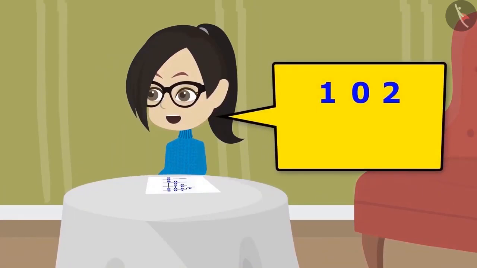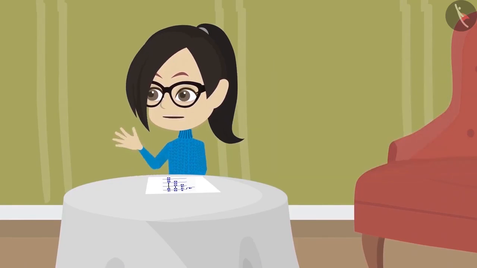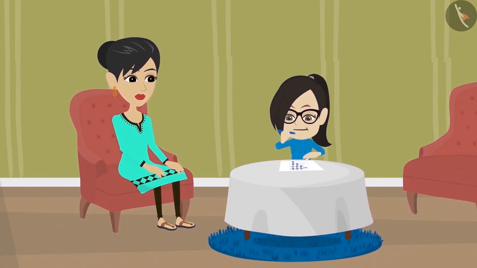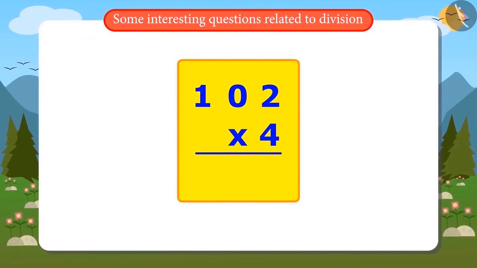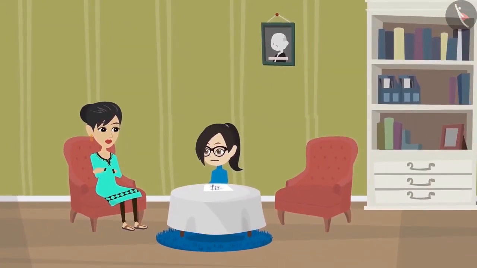I will multiply 102 by 4. If the answer comes to be 408, then the division is correct. Yes. To multiply 102 by 4, I will write it like this. And now I will multiply. The answer came 408. That means I divided it correctly.